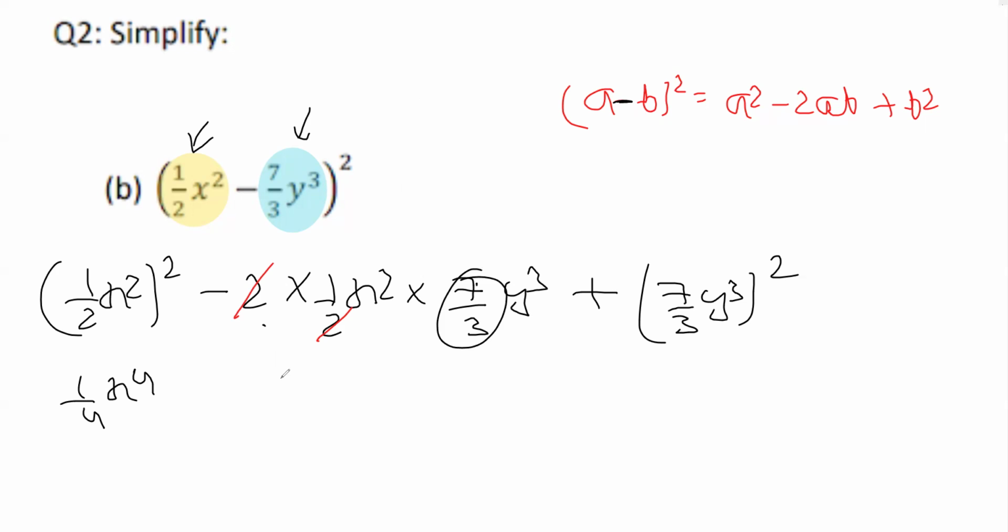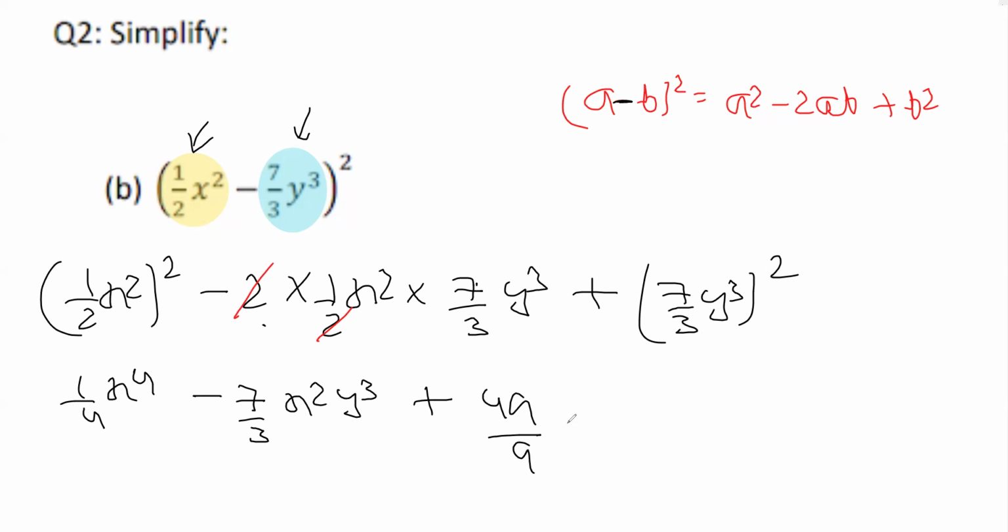First, we always write the numeric. So minus 7 over 3 x square y cube plus 7 square is 49. 3 square is 9. And y cube whole square is y raised to the power 6. So we'll say that this is the simplified form of this expression.